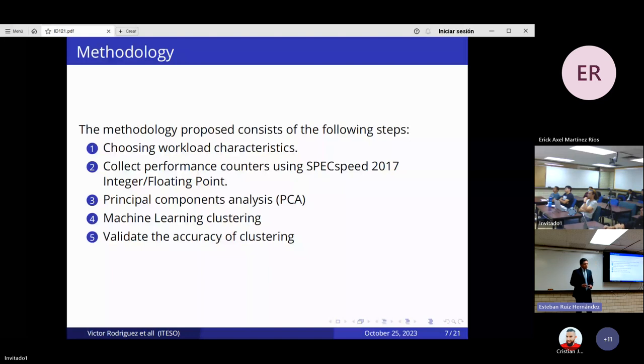The third step is to apply principal component analysis. It's a decision that we took to reduce the dimensions and visualize easily. The fourth is applying unsupervised machine learning clustering first, assuming that we don't know anything about the SPEC CPU workloads, when in reality we know them by the definition of the workload. And then we will use supervised machine learning to split the data and test if it's possible, and then validate the accuracy of the clustering using multiple algorithms.